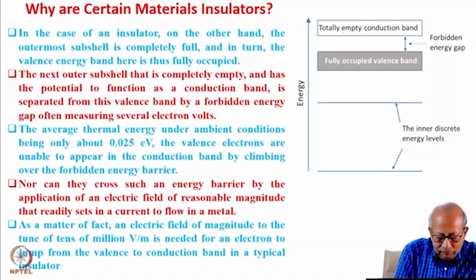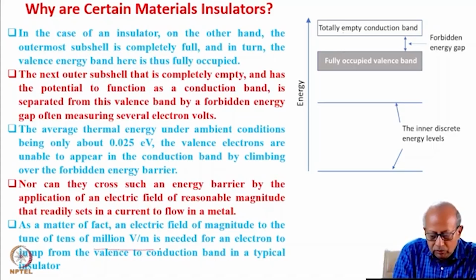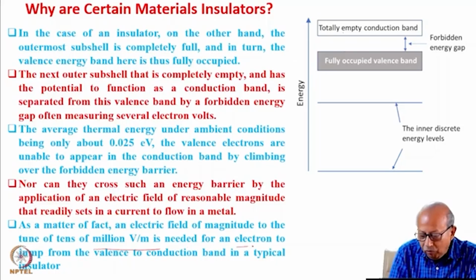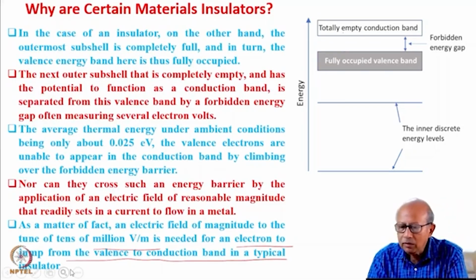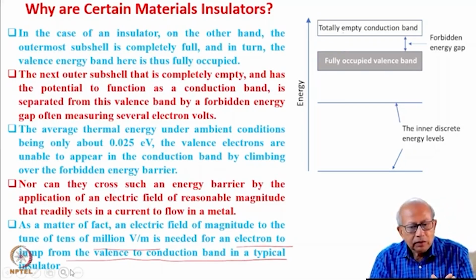So an electric field of magnitude to the tune of tens of millions of volt per meter is needed for an electron to jump from the valence band to the conduction band in a typical insulator. So that is why certain materials behave like insulators.